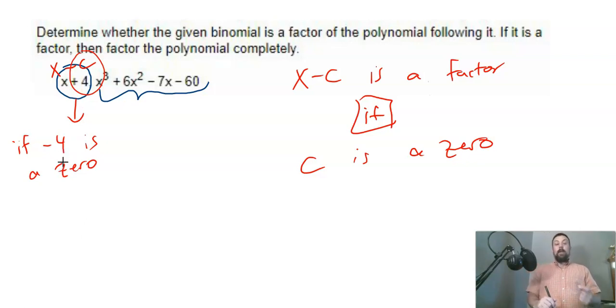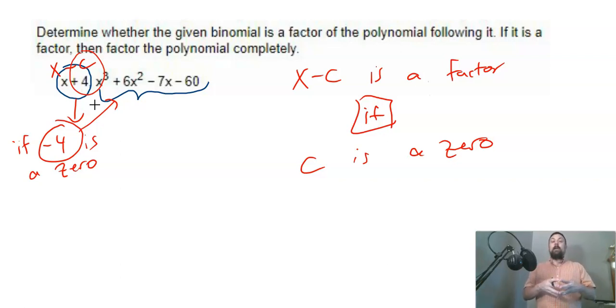How do I determine if negative 4 is a 0 of this polynomial? What I'm asking is, if I were to plug negative 4 into this polynomial, would it make it equal 0? So one way to check would be to take negative 4, plug it into that polynomial, and see if you get 0. If you do, the answer is yes. Negative 4 is a 0, which means that x plus 4 would be a factor. So you see how all the ideas are connecting here. If you don't get 0, then the answer is no. Negative 4 is not a 0, which means x plus 4 would not be a factor.